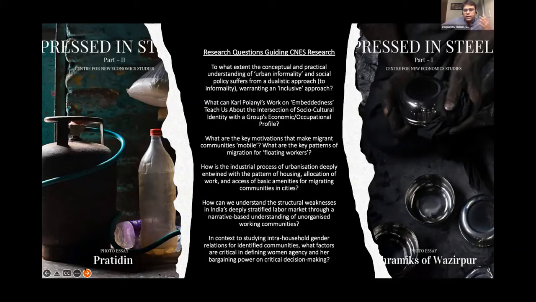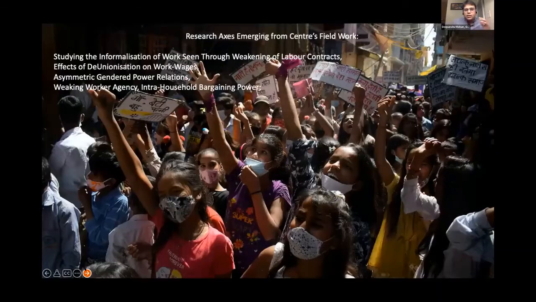We're also looking at questions of intra-household gender relations for identified communities, and there's a lot of work that has now been published. What I've tried to do is give you a very quick snapshot of a few studies we've recently completed. The idea, as I said, was initially just to document and get a sense of what these communities are experiencing, with a basic insight into their intra- and inter-household circumstances. But the axes of research that have emerged from this work have given us an idea about looking at issues of deunionization, asymmetric gendered power relations, and weakening worker agency.